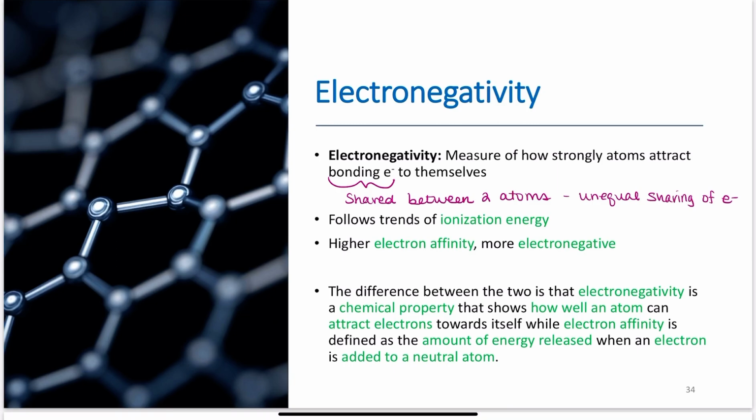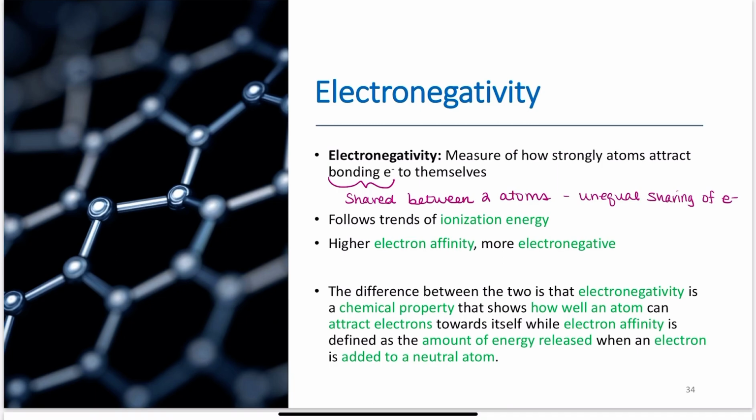If something really, really, really wants an electron, it's going to have a very high ionization energy because it doesn't want you to take them away. It wants more of them. If something really likes electrons, it's more electronegative. It's able to pull electron density to itself more.